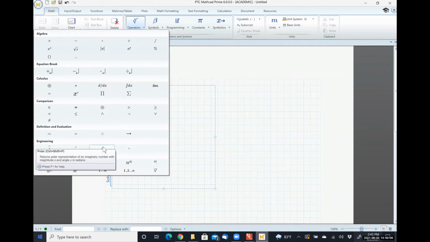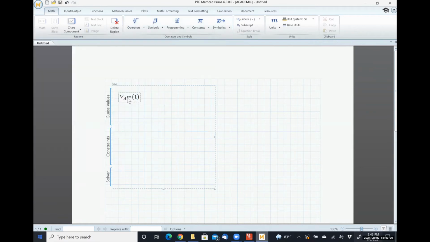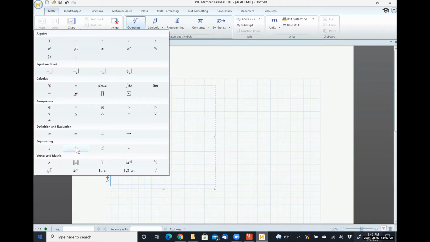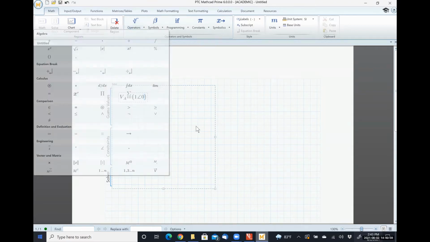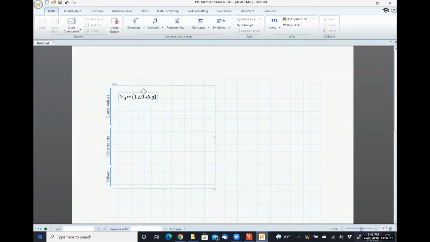Since we're looking for angle, we can input 1 angle 0. I noticed that there is a keyboard shortcut: Control-Shift-P all together gives me the angle operator. So that's how I'm going to be doing this from here on out. There is no keyboard shortcut for the degree symbol. To avoid constantly clicking the operator button, if you type in the letters DEG, it interprets that as an angle in degrees.